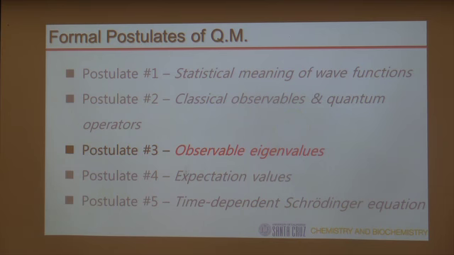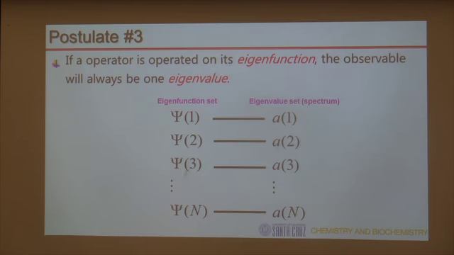Okay, so now we'll go to postulate number 3 about observables' eigenvalues. This is pretty straightforward. It talks about a microstate which is composed of a single eigenfunction from the set. For one operator, we have a set of eigenfunctions.